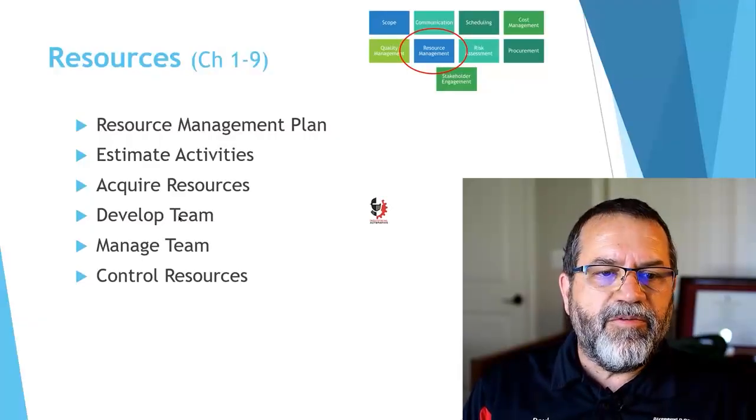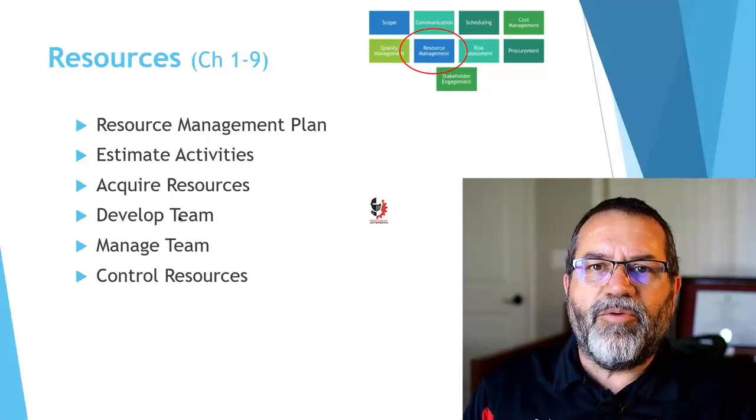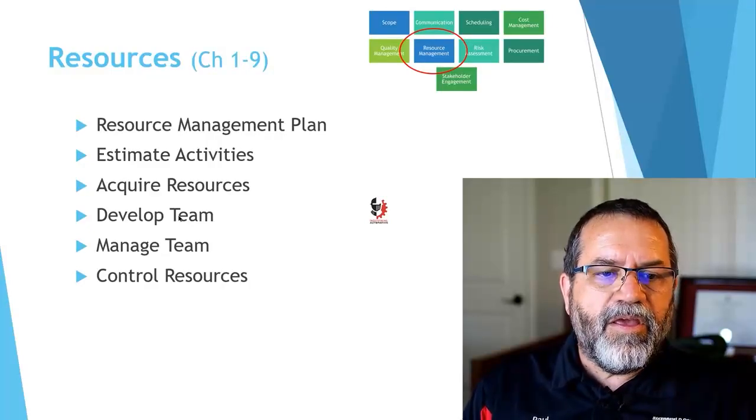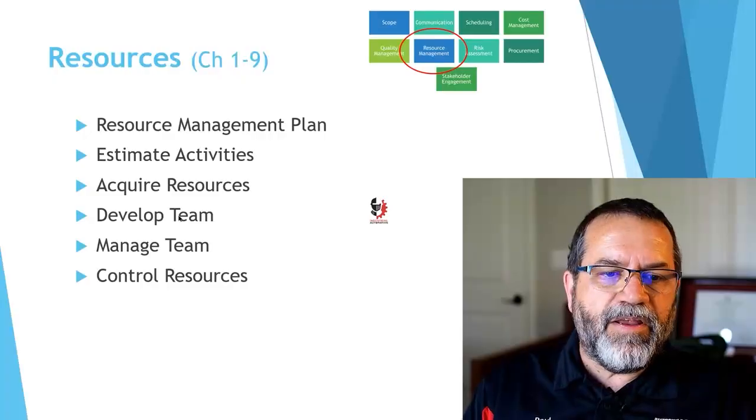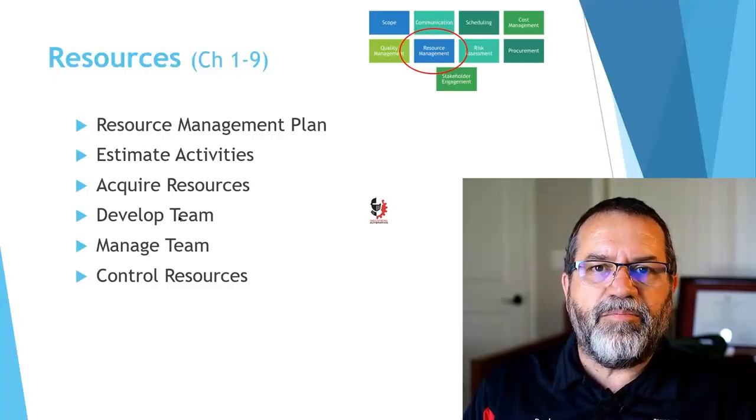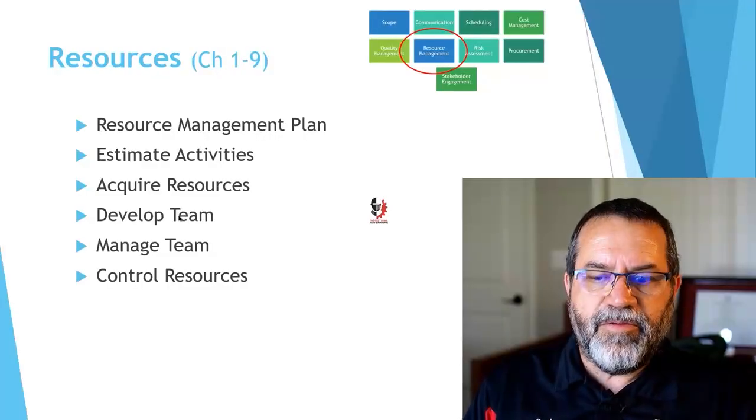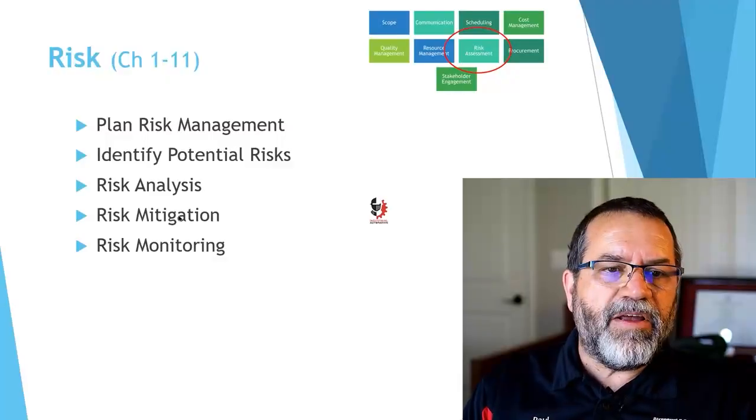You need to estimate your resources. You need to figure out how to acquire those resources. Just knowing that you need an electrician isn't good enough. You need to know where you're going to find an electrician. And then once you put that all together, you have to manage that team of resources, people and equipment and materials. Risks need to be managed.